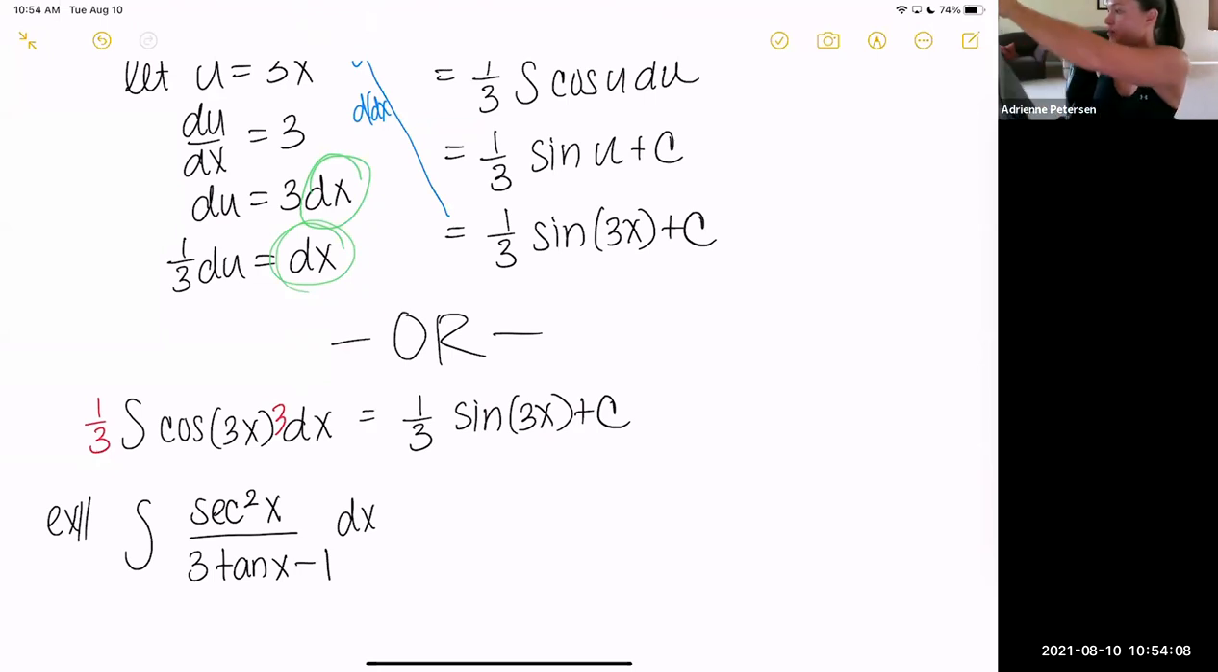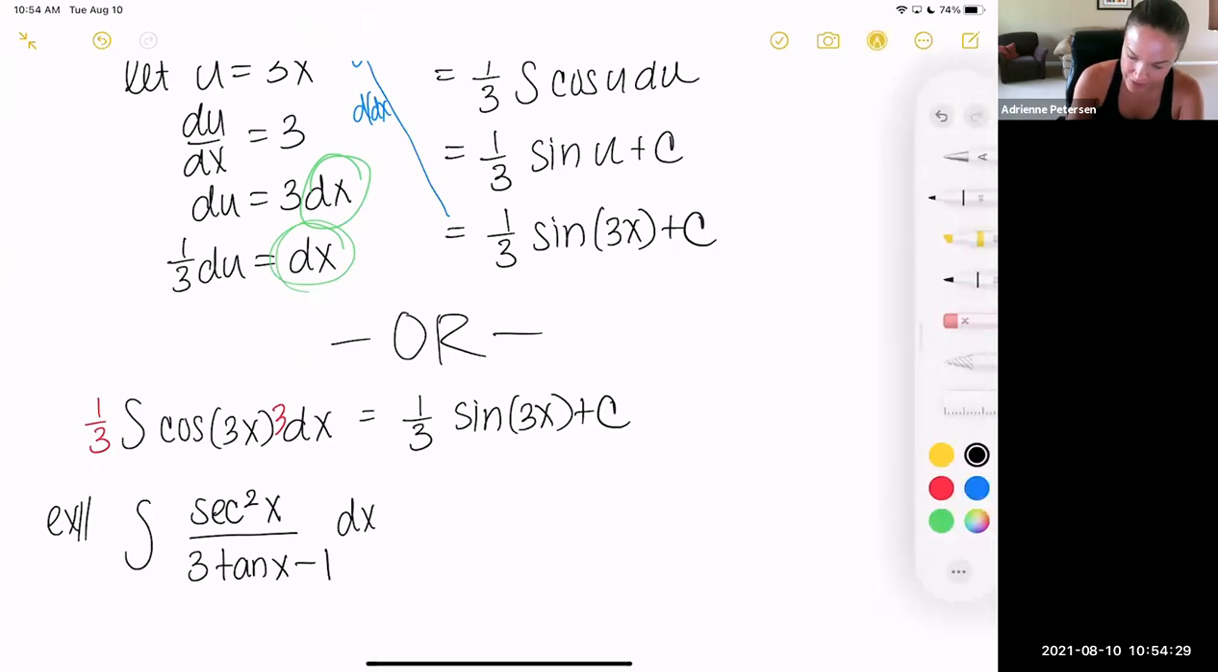Okay, so once you've thought about what u should be, ask yourself what's the derivative of that? And do you see that easily in our integral? That's the dead giveaway. Right, you kind of only have a couple of guesses. Okay, so this one's tricky.